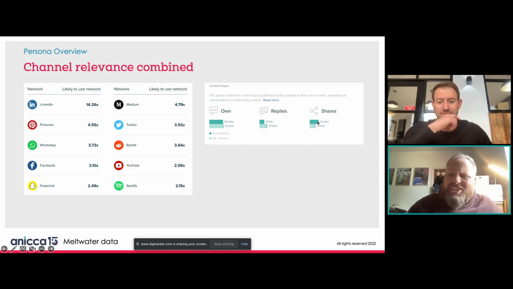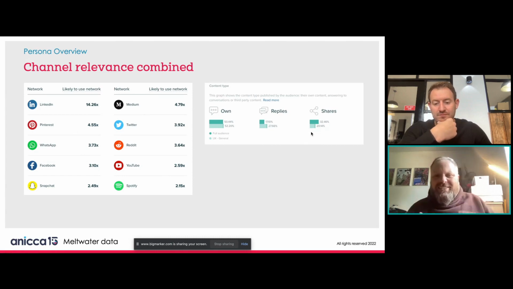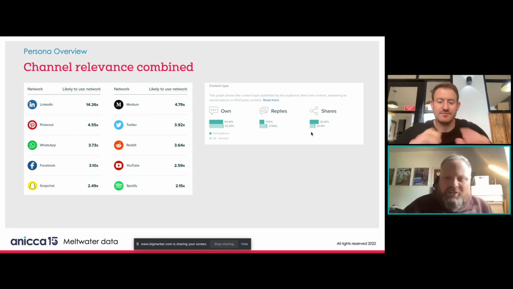And then finally, you can see the shares over here is very high versus UK average. That means people will share your content a lot more likely within this industry. So you start understanding. Don't ask people to do their own. Ask them to share. So you start understanding their behaviours and what they can achieve.